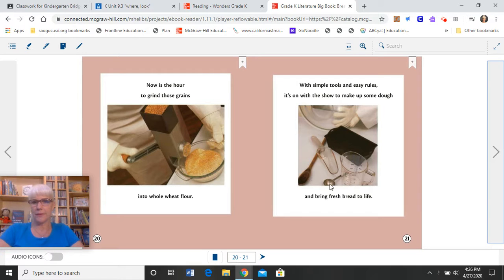Here are pictures of some of the simple tools. You probably have all of these tools in your kitchen: a stirring spoon, a measuring cup, a measuring spoon, a bowl, a pan to bake the bread in.